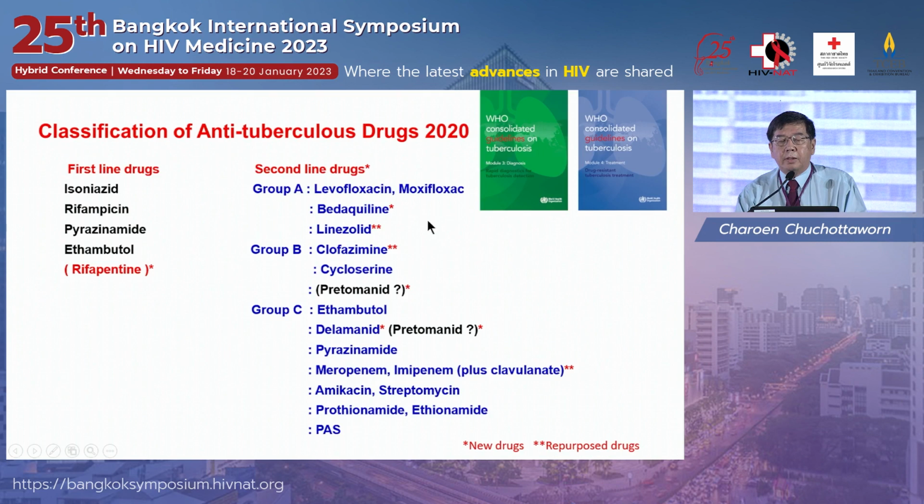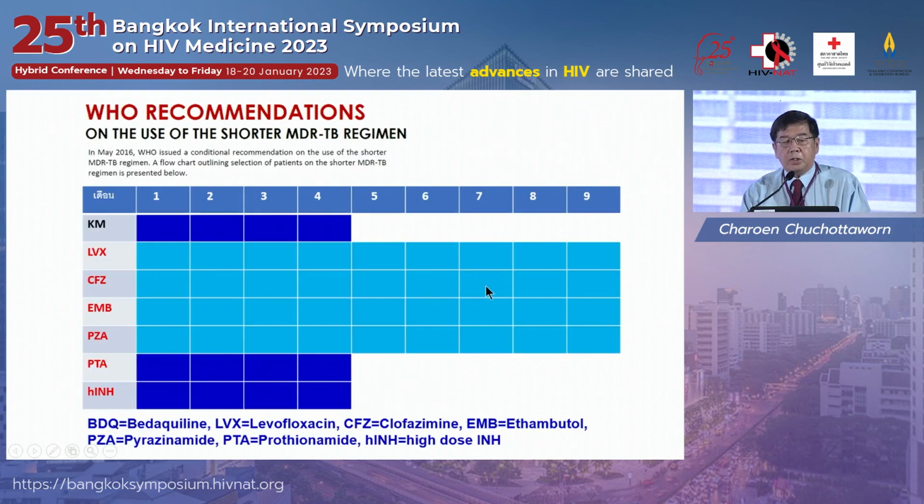So again, I will move to the next slide. So this is a regimen recommended at that time: kanamycin for 4 months, and levofloxacin, clofazimine, ethambutol, pyrazinamide for 9 to 11 months, and in the first 4 months, add prothionamide and high-dose isoniazid to the regimen. This is a short course regimen for MDR-TB.